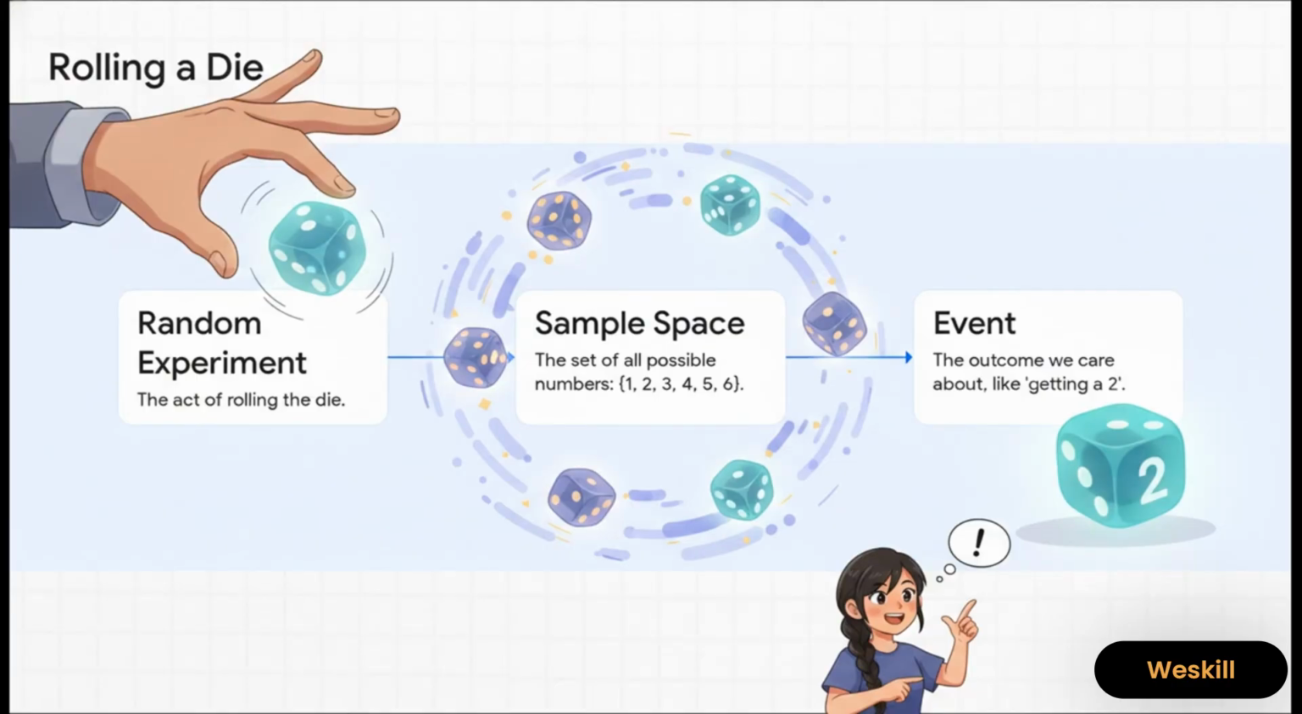So let's put it all together with that classic die rolling example. The random experiment, that's the act of rolling the die. The sample space, that's all the possible numbers, 1 through 6. And the event, that's the result we care about, like, say, getting a 2. See, it's that simple. Experiment, sample space, event. Those are the big three.